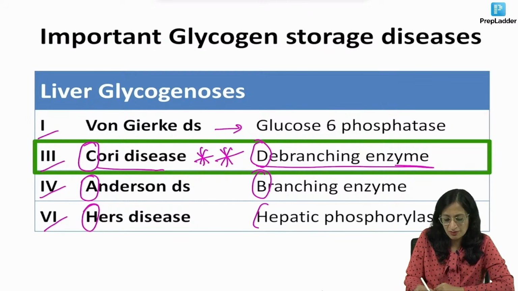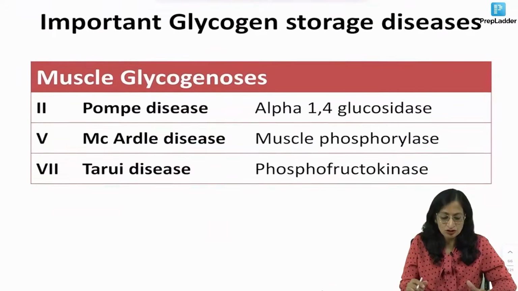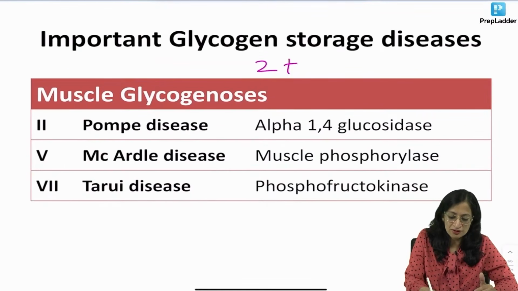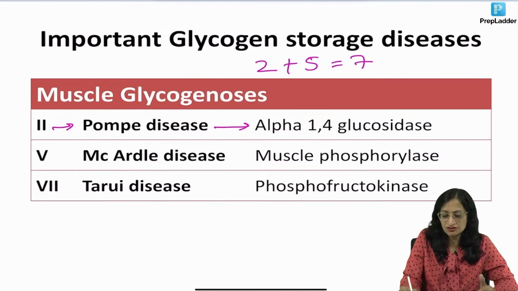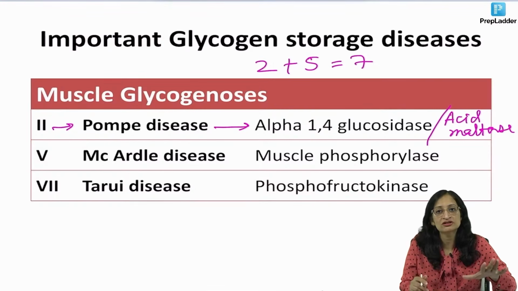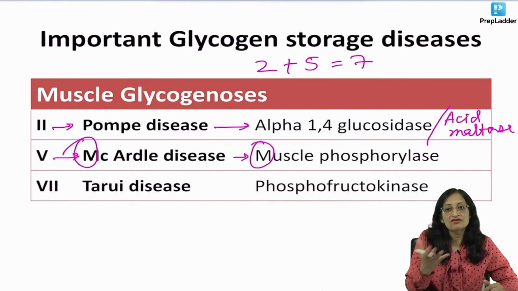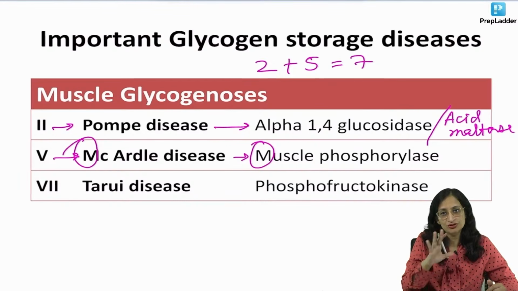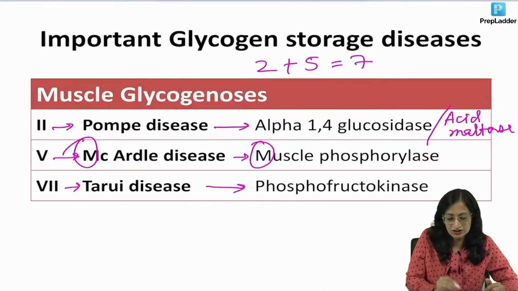Andersen disease, you can remember A with B, branching enzyme deficiency. Hers disease, remember hepatic phosphorylase, H with H. Now the muscle glycogenoses, you can remember 2 plus 5 is equal to 7. Type 2 or Pompe disease is alpha-1,4 glucosidase deficiency, or acid maltase, and it is a lysosomal storage disorder. Abnormal substance accumulates in the lysosomes, causing hypertrophic cardiomyopathy, floppy child and so on. McArdle disease, type 5, is muscle phosphorylase deficiency, M for M. You have calf muscle weakness, easy fatigability, myoglobinuria and so on, and it can present even in adolescents and adults. Tarui disease is phosphofructokinase deficiency.